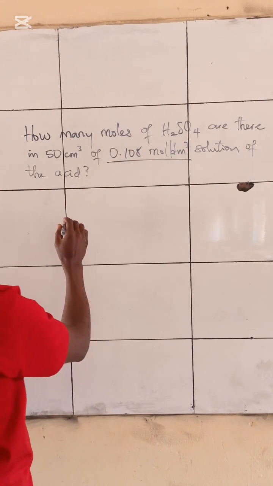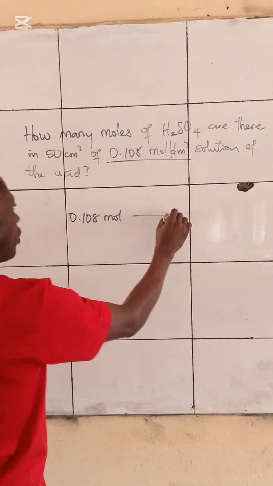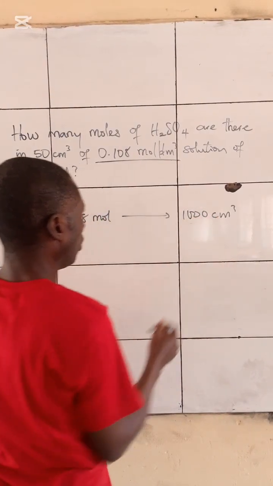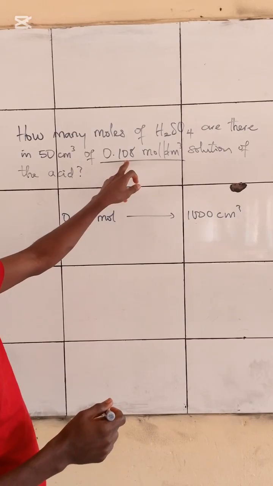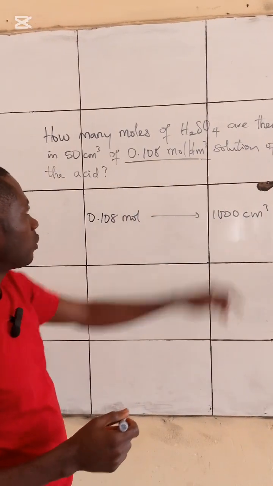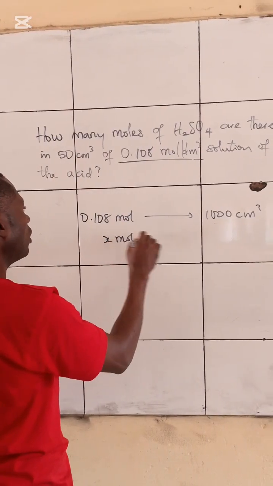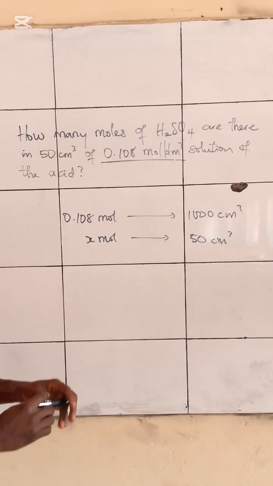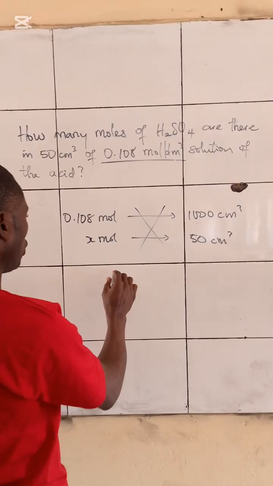Okay, then the next thing you need to crack is 0.108 mole per dm cube. You need to understand what that statement means. It means that we have 0.108 moles in 1000 cm cube. Right? Because you remember that 1000 cm cube equals 1 dm cube. So when they say any number in mole per dm cube, it means that number of moles in 1000 cm cube. Now the question is, how many moles would you have in 50 cm cube? That's the expression of the question, and with this you can solve it mathematically.